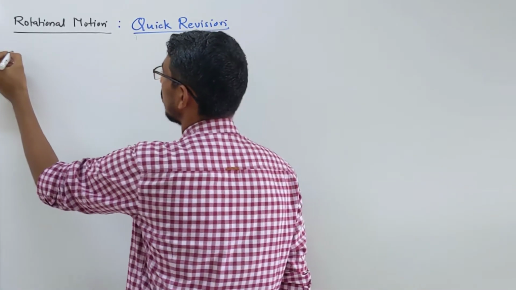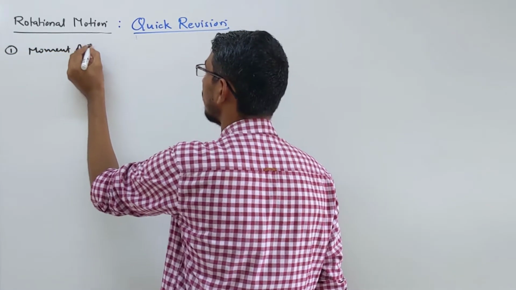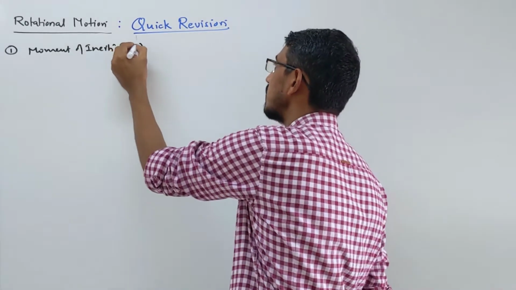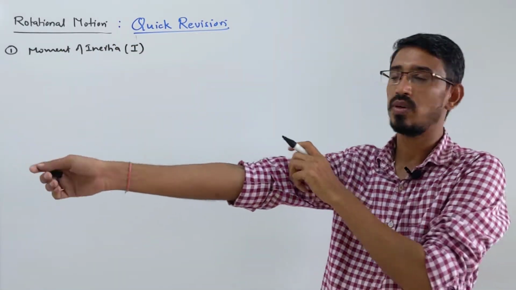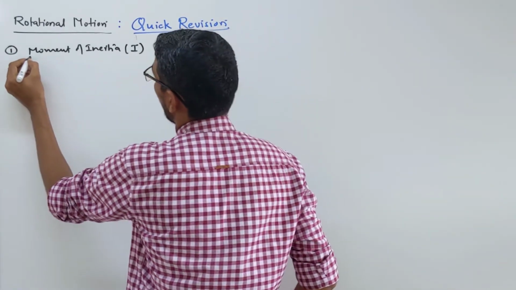The first topic we have learned is moment of inertia. So you learned that this is simply the equivalent of mass: whatever role mass plays in the linear chapter, the same role is played by moment of inertia in this chapter. Here we have seen 4 types of equations.